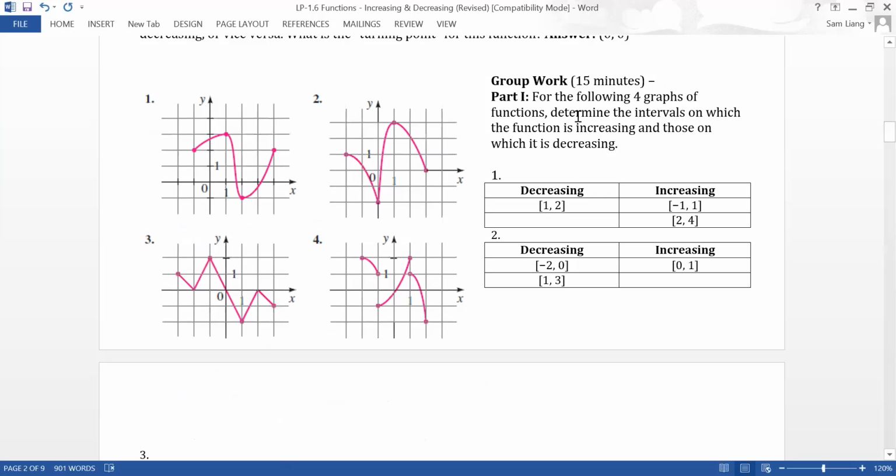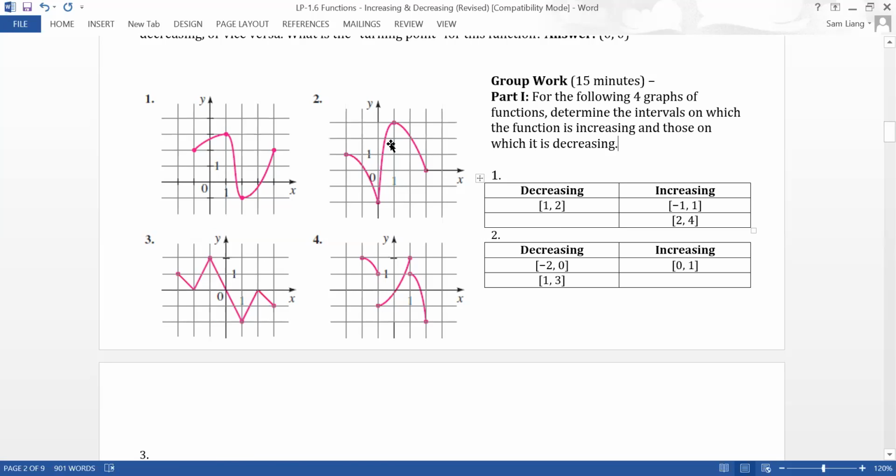All right, so part 1. For the following 4 graphs of functions, determine the intervals on which the function is increasing and those on which it is decreasing. The first one is decreasing on 1 to 2, right? So from here to here, it's decreasing. And then there are 2 increasing intervals, so -1 to 1, that's here to here, and then 2 to 4 from here to here. In these 4 questions, by the way, everything's going by ones, so you just read everything on that scale. All right, so that's your answer for the first one.